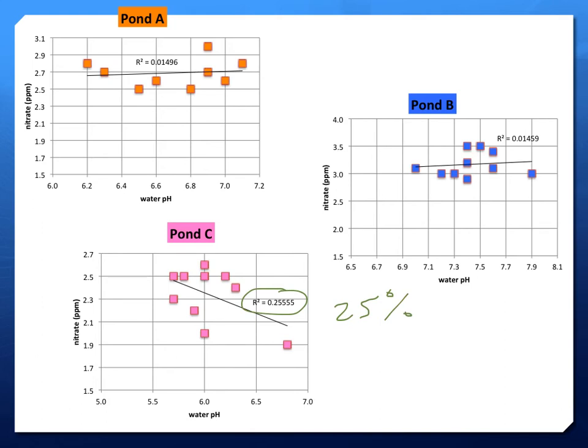But why separate the ponds out? Well, obviously each pond is very different, and so the variables affecting each pond are going to be different, and so it does make a lot of sense to look at each pond individually. But what happens if we were to actually combine the data into one graph?